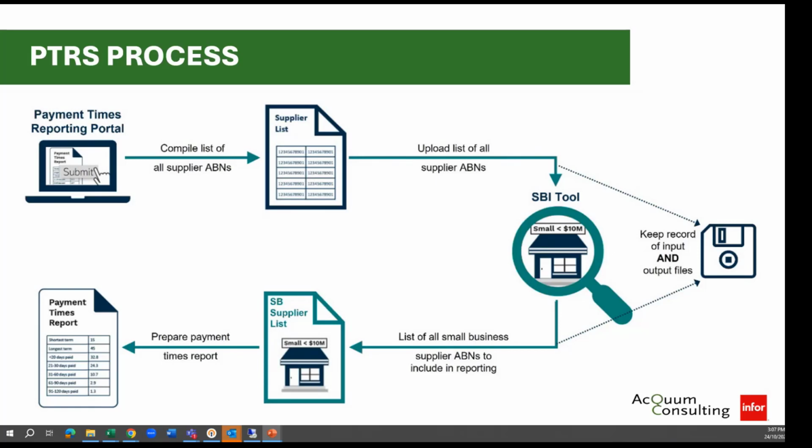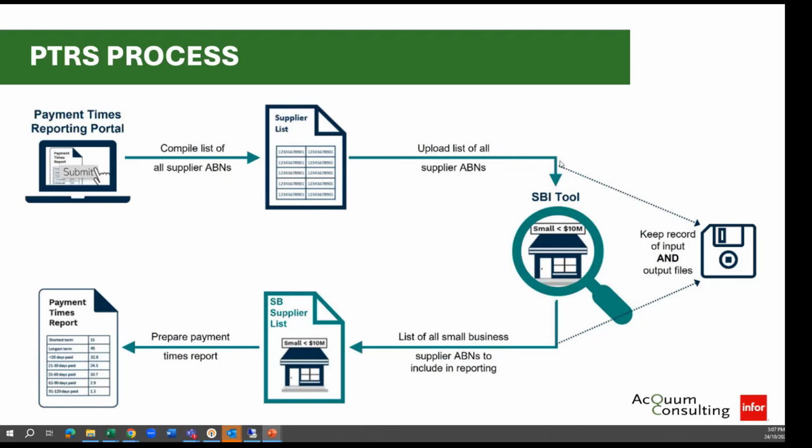But as you see on the right hand side here, both with the files that you upload to the small business tool and the files that it produces out, you need to keep a record of those files, both inputs and outputs. And you also need to keep a record of your summary reports, which are lodged on the portal, and you need to keep those records for 7 years.